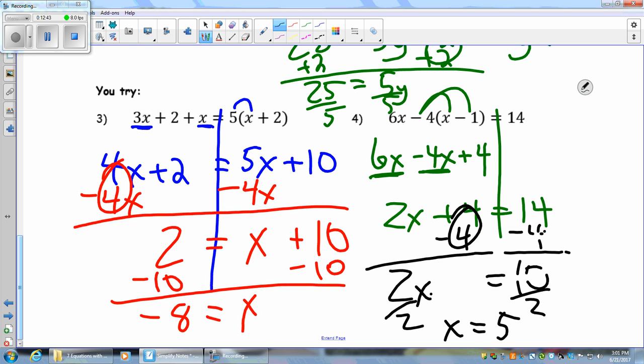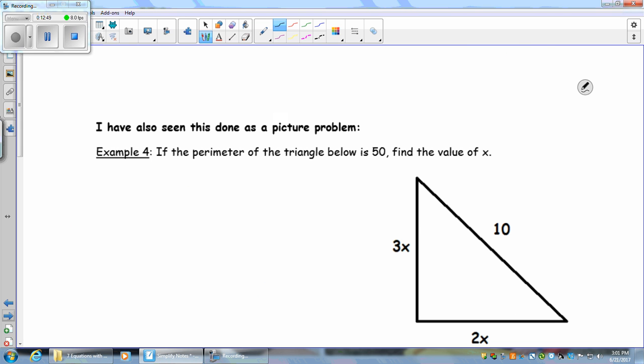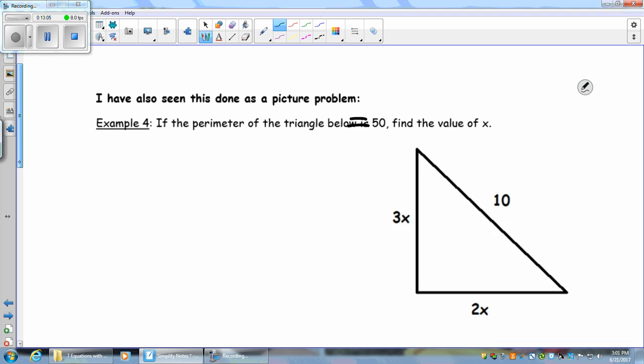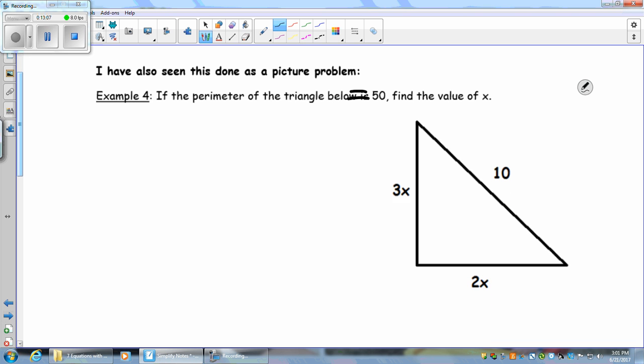Now I would be done because that's as hard as it gets, but I've seen a picture problem a bunch, and I don't want you guys to get tripped up on it because it's not bad. I've seen one like this, where they say if the perimeter of the triangle below is 50, find x. So it's really not that bad. They say something is 50, which means equals. I love is in math because it just means equals. So something equals 50. And the perimeter, anyone remember what perimeter is? We add up all the sides. So let's add up all the sides here.